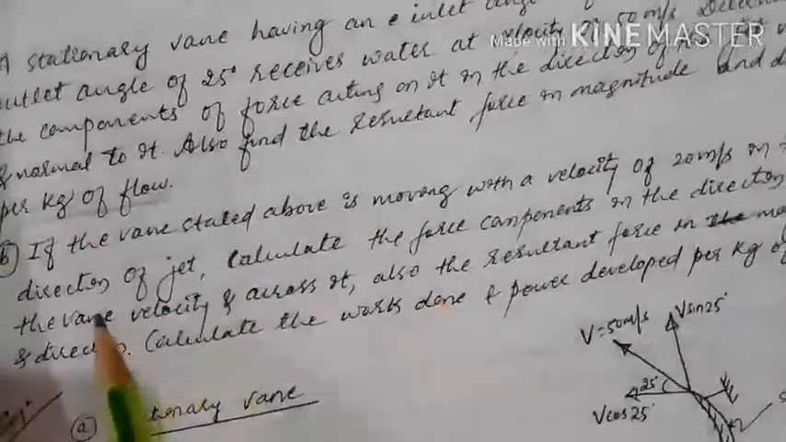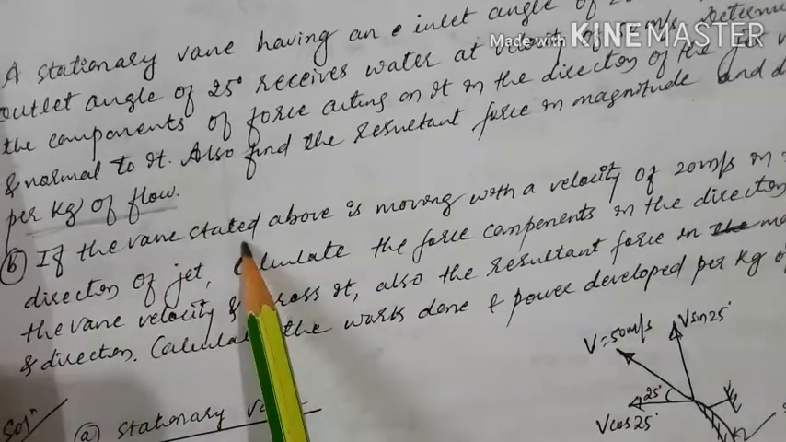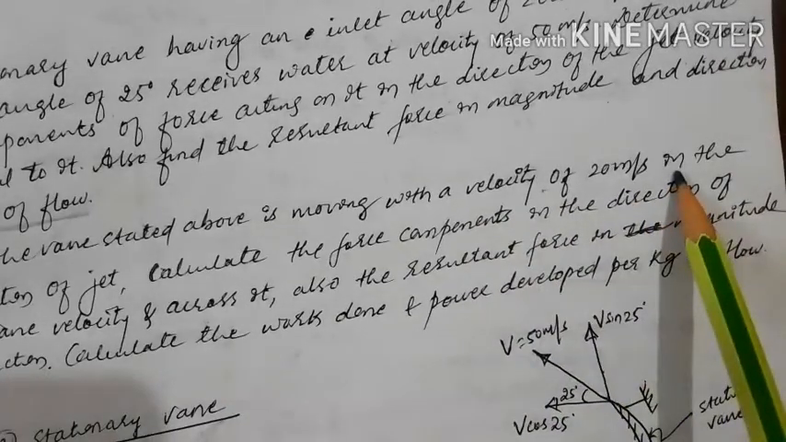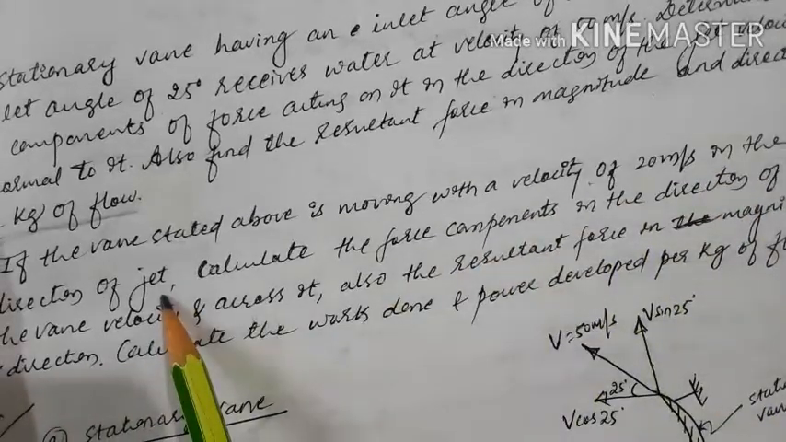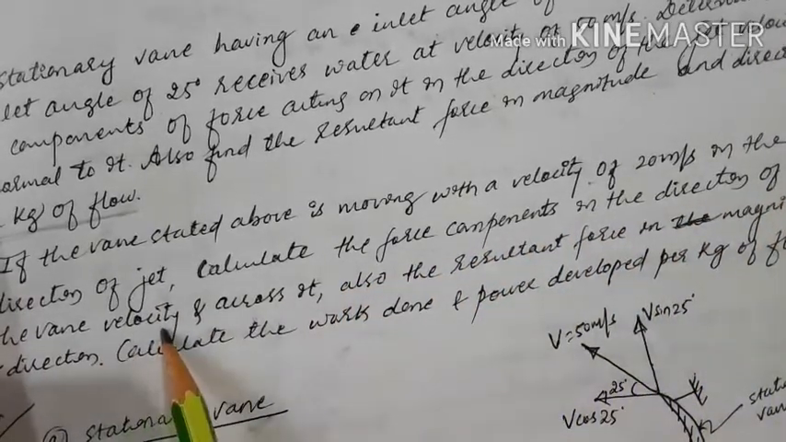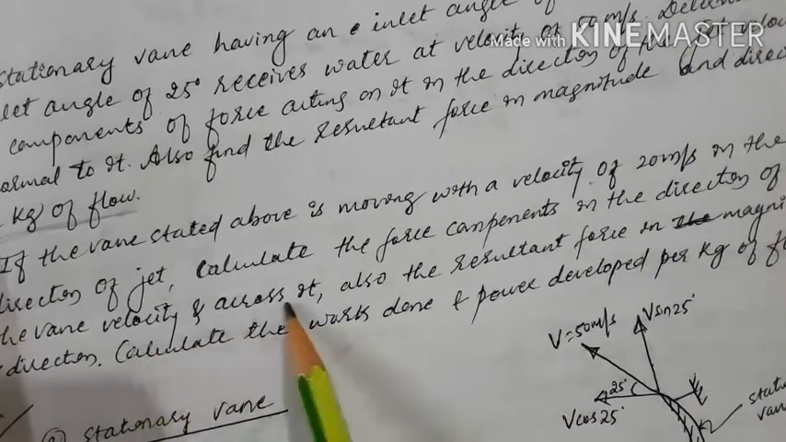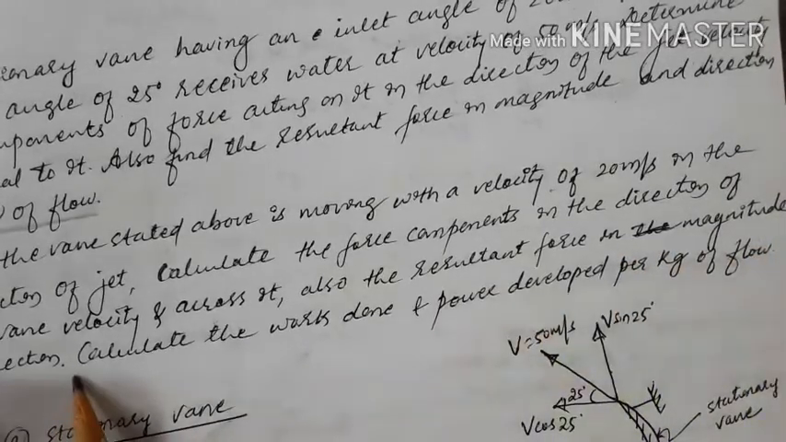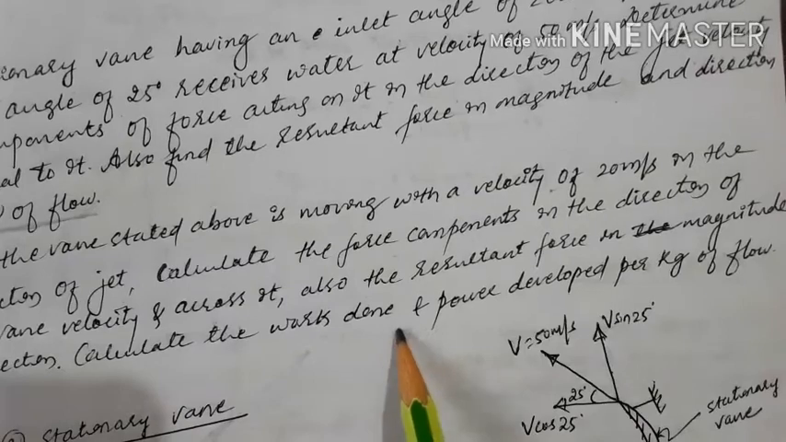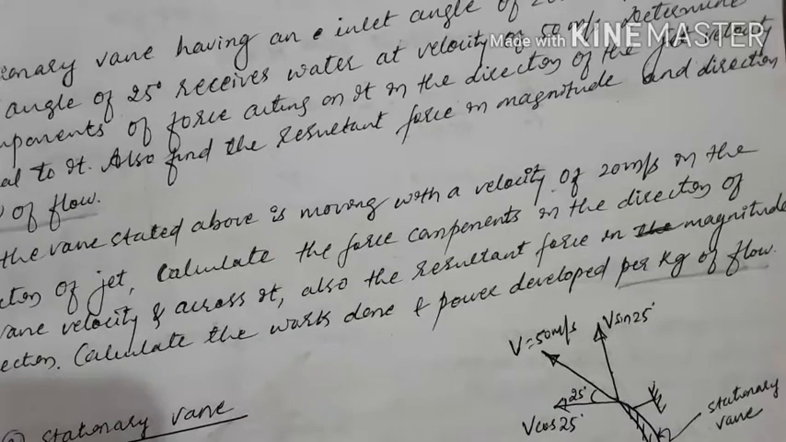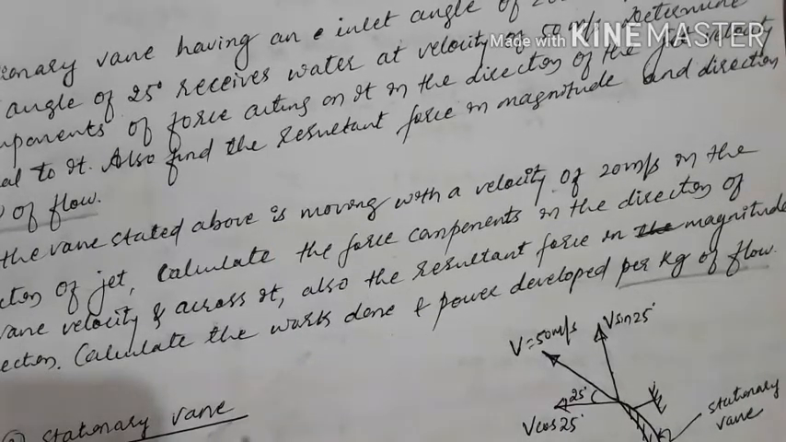In the second part, if the vane stated above is moving with a velocity of 20 meter per second in the direction of the jet, calculate the force components in the direction of the vane velocity and across it. Also the resultant force in magnitude and direction, and calculate the work done and power developed per kg of flow. So in this problem there are two cases. The first case is a stationary case and the second case is a moving case.